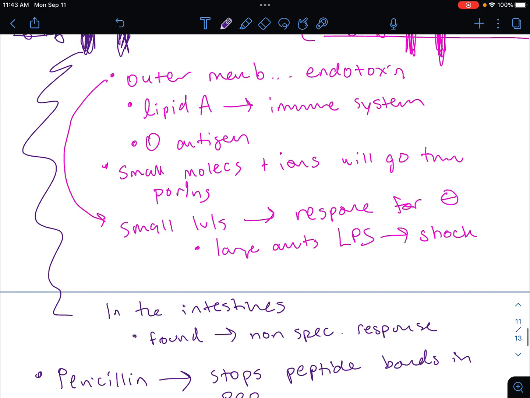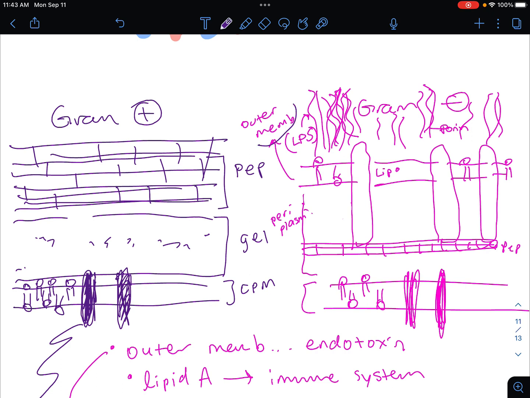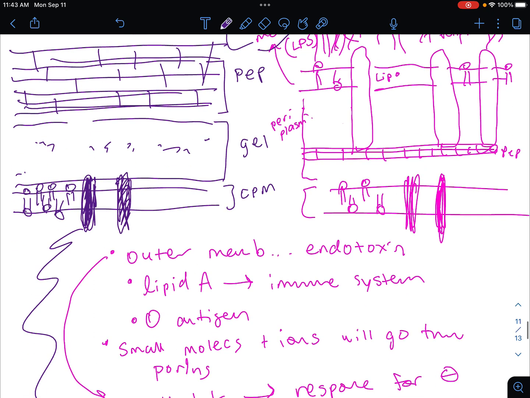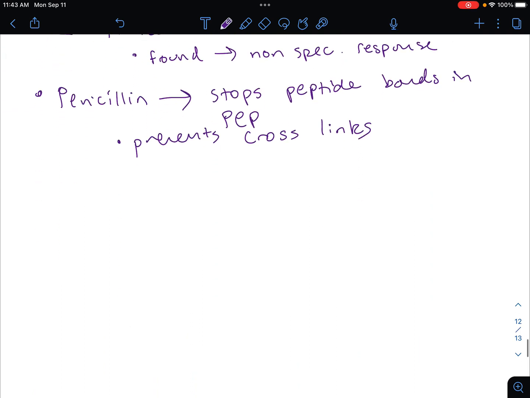The outer membrane of the gram-negative actually blocks penicillin. So this blocks penicillin. It just blocks access to this thin peptidoglycan layer here, so it doesn't really affect gram-negative.